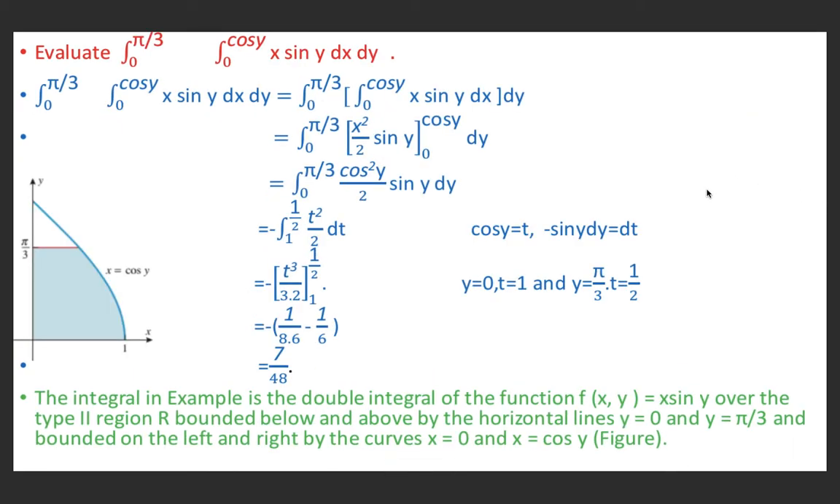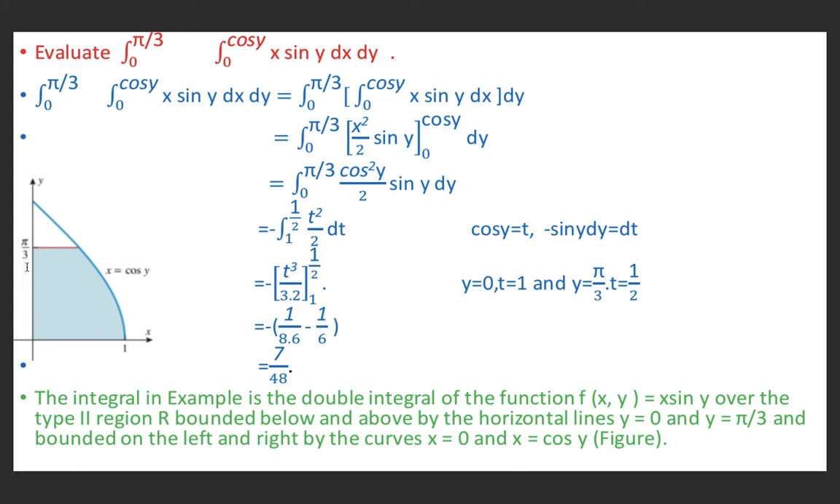Now consider one more example. The integration of x sin y between the limits 0 to cos y and 0 to pi by 3. So here the limits of x are variable. X varies from 0 to cos y. This is the function cos y. So x varies from 0 to cos y. Y varies from 0 to pi by 3. Limits of y are constant.